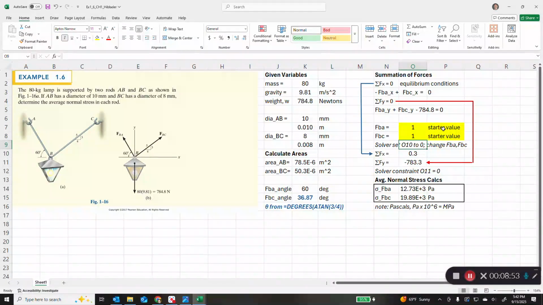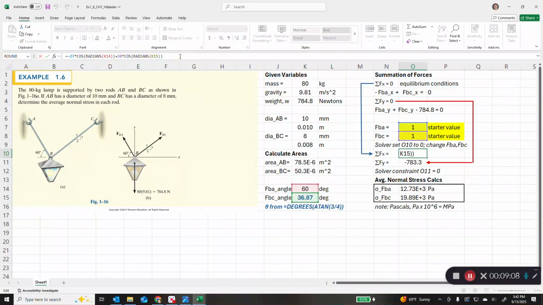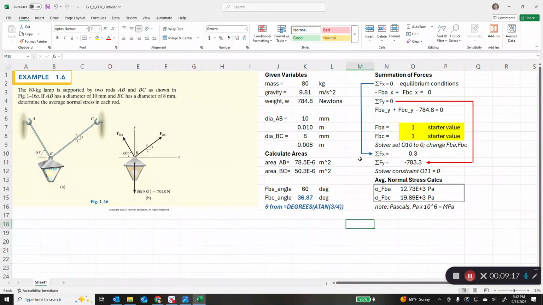It's never good to use 0 as a starter value, so we'll keep it as a positive integer. So then we want to actually sum the forces in the x direction based on those 1 starter values. So here's the Excel equation. It's minus F_BA (cell 07) times the cosine of the angle from K14, which is 60 degrees, but you have to put it into degrees. If you just sum this, it'll give us 0.3. Well, it should be 0, but it's not because these values are randomly assigned as starter values.